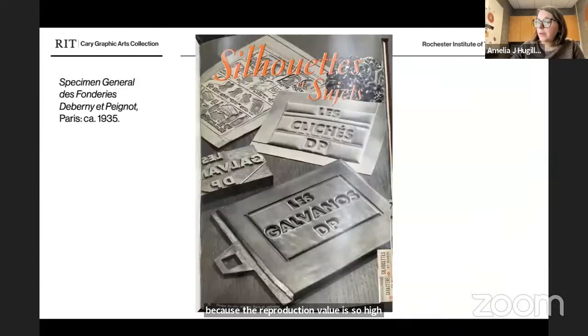Deberny and Peignot, the type foundry, even offered a photographic halftone plate making service, diversifying like a smart business to capture this photographic need. This is a chapter divider page where in their pre-war specimen, it includes a stereotype flong, which is a plate making tool. And in the upper left are examples of halftone ad flongs for photograph reproduction.